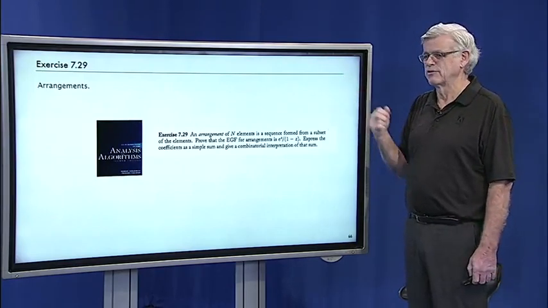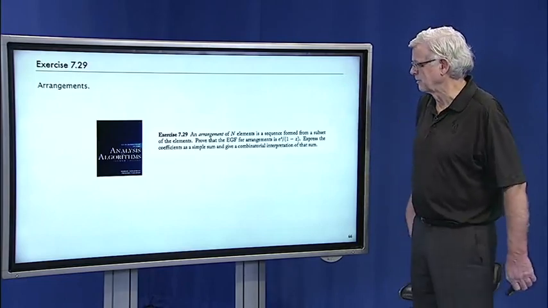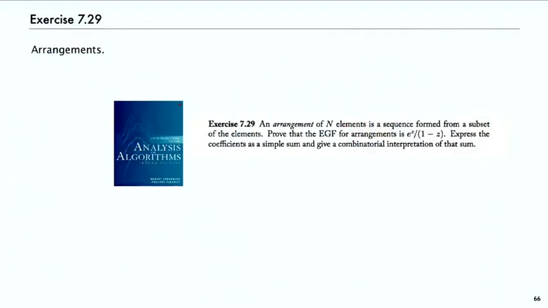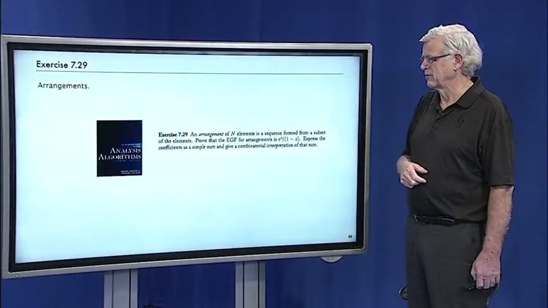So I just want to finish up by pointing out a couple of exercises that people could do to test their understanding of the material that we've talked about so far. So the first one is to study arrangements. An arrangement of n elements is a sequence formed by a subset of the elements. A permutation uses each element once and only once. With an arrangement, you could use some of them more often. And so the problem is to study arrangements and to get some kind of combinatorial interpretation.